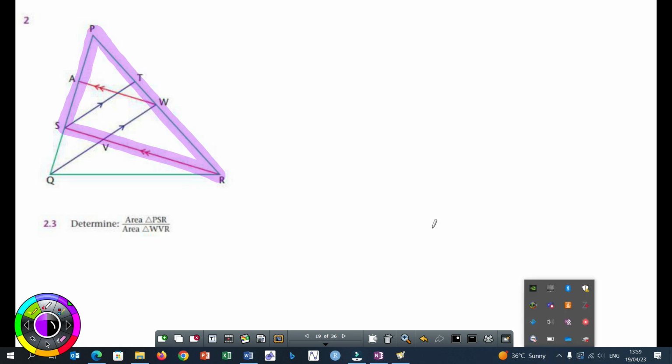So this is PSR. Okay? Remember I said for the proportion theorem, and for geometry itself, it's always better to have highlighters so that you can highlight the triangles or the circles that you are dealing with. Then WVR. So the WVR. Okay, so let's use a different color, maybe green there. So we have got that. Okay, so those are our two triangles.